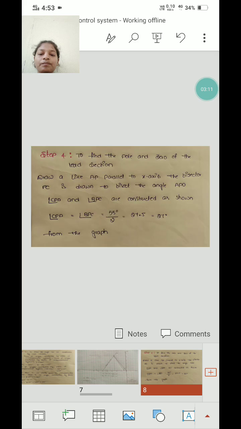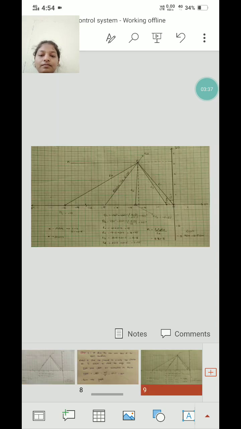Next we go through step 4. In step 4, to find the pole and zero of the lead section, draw a line AP parallel to the x-axis. The bisector PC is drawn to bisect the angle APO. Angles CPB and BPC are constructed as shown. Angle CPB is equal to angle BPC, which is 27 degrees from the graph. In the graph we draw the lines with 27 degrees from the left side.